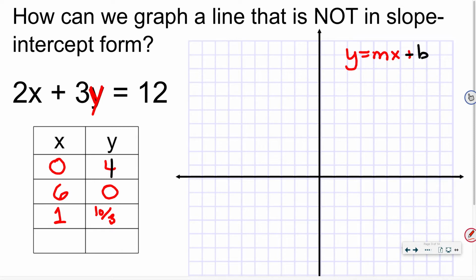What would I do to get y by itself? What would I get rid of first? I can subtract the 2x from both sides. So I would have 3y equals 12 minus 2x, and then what? And then divide everything by 3.